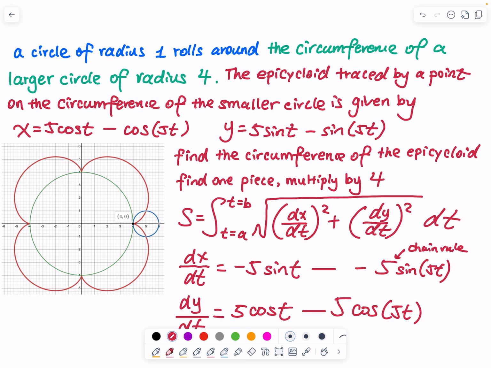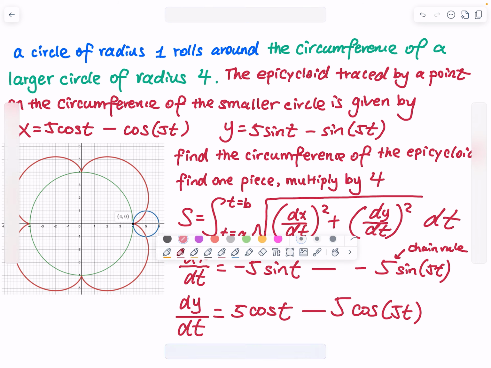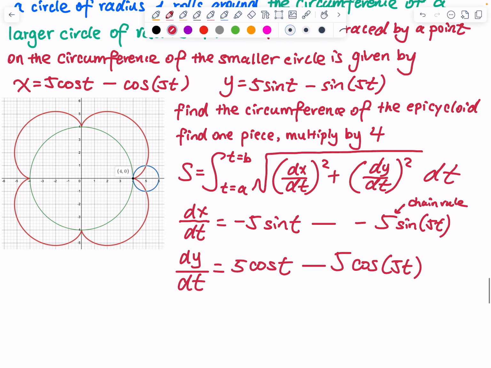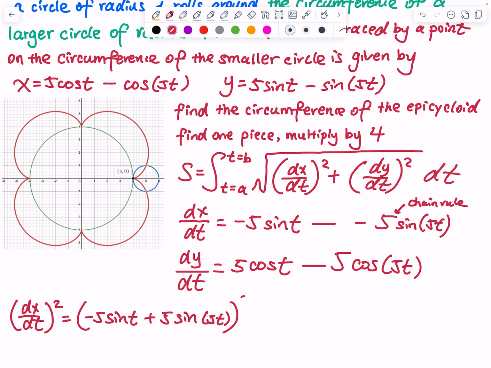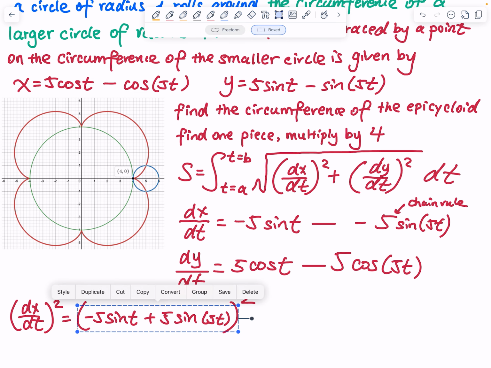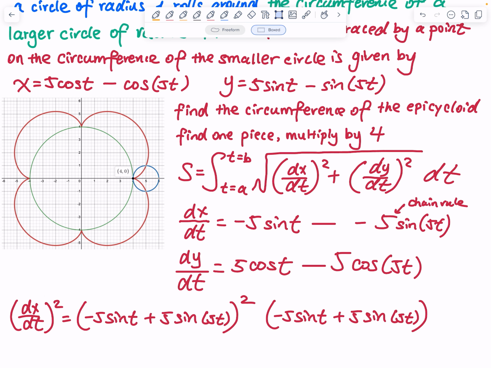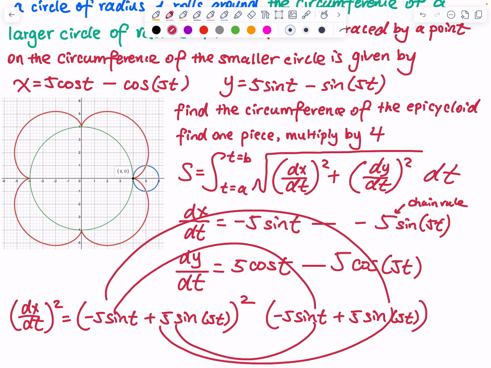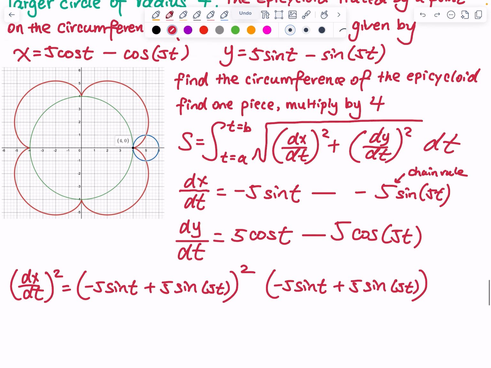Moving on to the next step, we will square the derivative. Let's do dx/dt. I will do dx/dt and then square that. That is equal to negative 5 sine of t plus 5 sine of 5t, and then we square that. To help yourself, I know it is wrong to just put this right here. I will just put it here temporarily, so you can multiply this like that and we can see it very easily. After we are done, I will erase that.